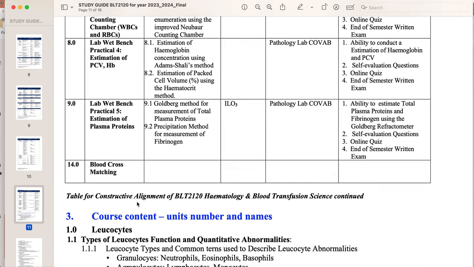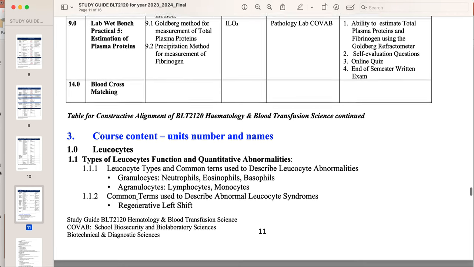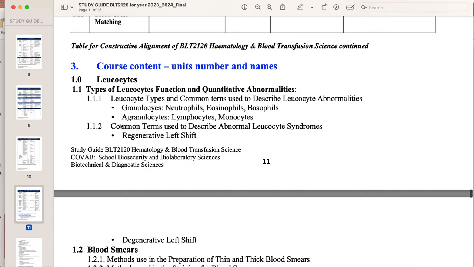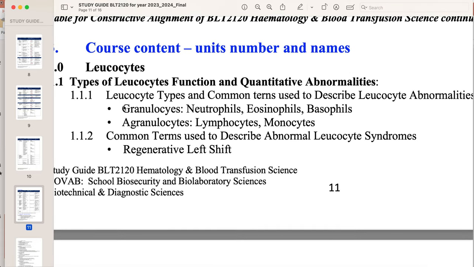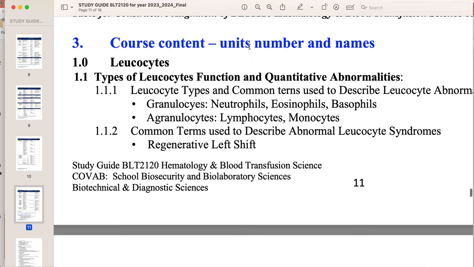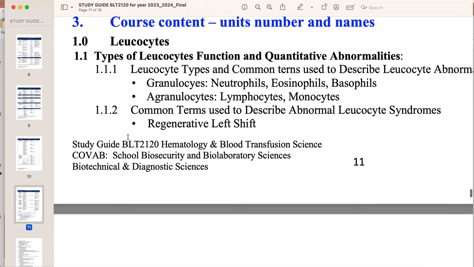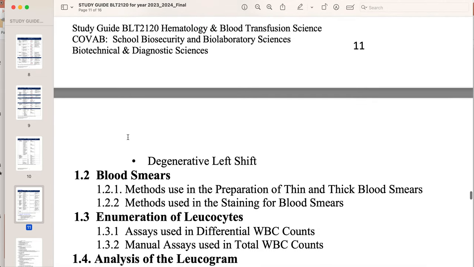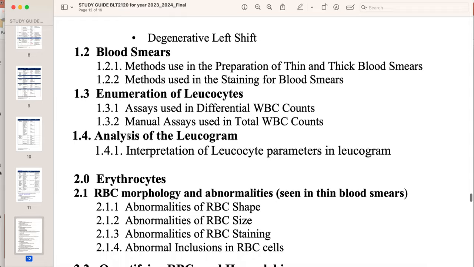Even the practicals appear on the constructive alignment. So the third part of the study guide has got the course content, which is the unit number and names. The unit number 1.1, the name leukocytes. Unit number 1.1, types of leukocytes, functions and the names. So the learner is able to follow these unit numbers and their names as they appear on the learning management system.